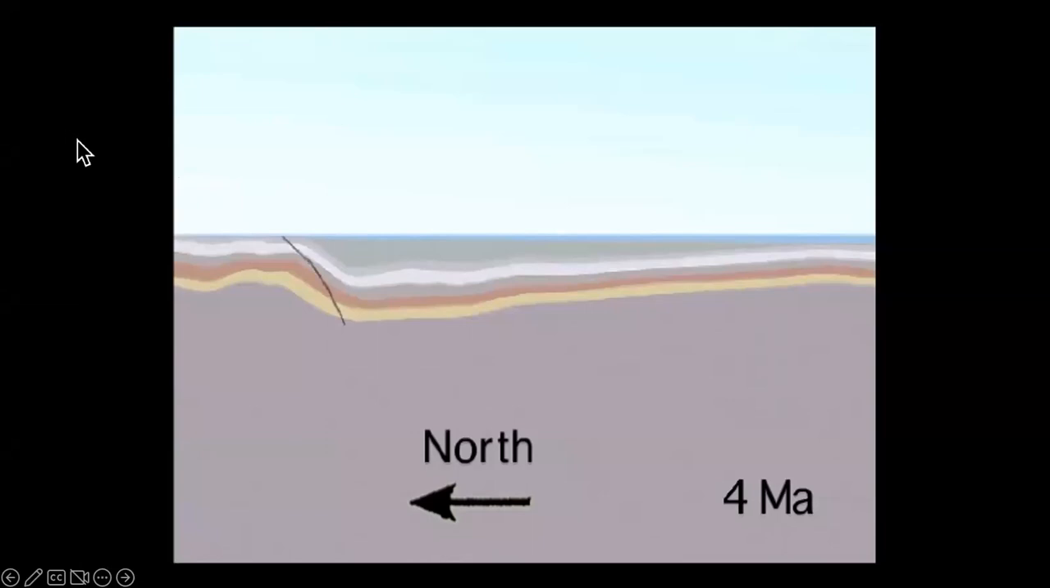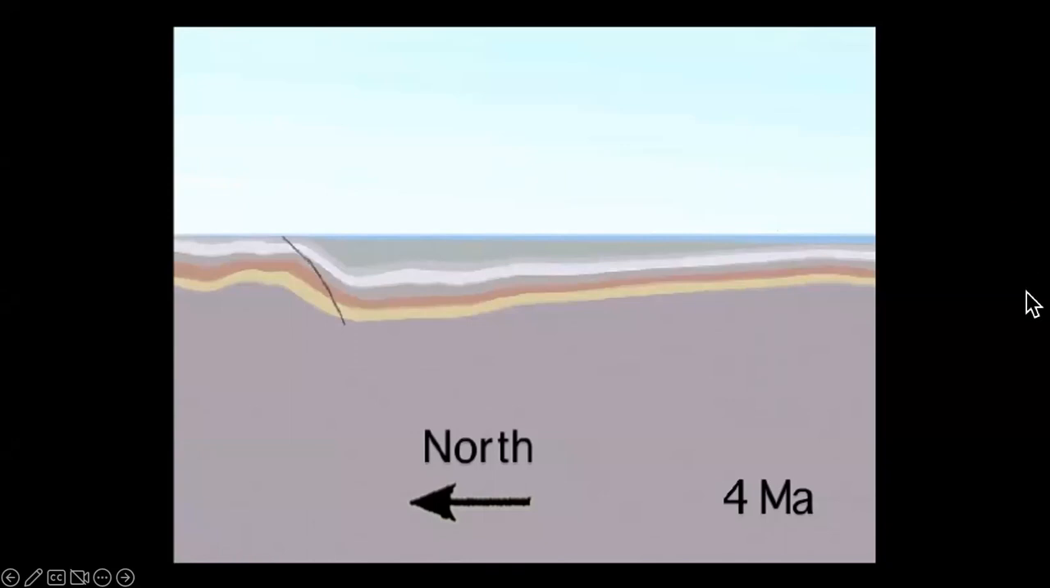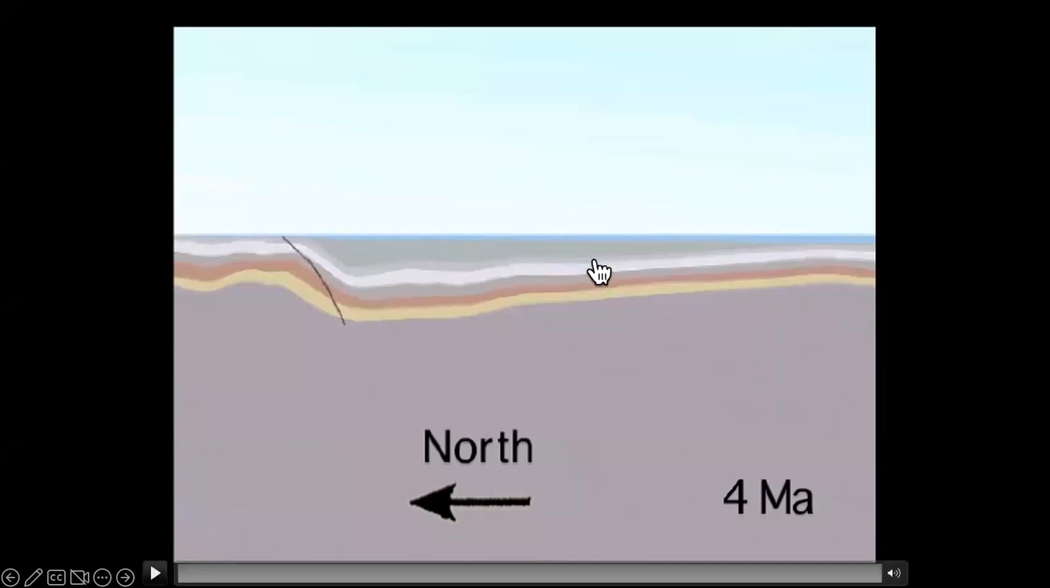This is a little movie I made to talk about this. This is a cross-section north to south from Carpinteria to Santa Cruz Island. And if we could look down in, we would see, here's the Monterey Formation, this very light color.